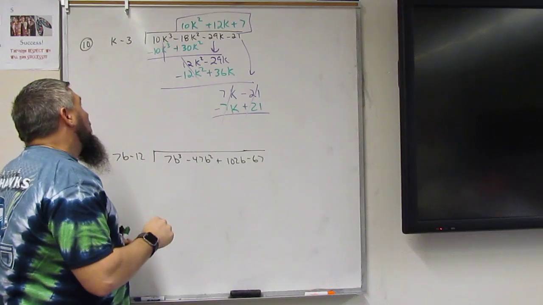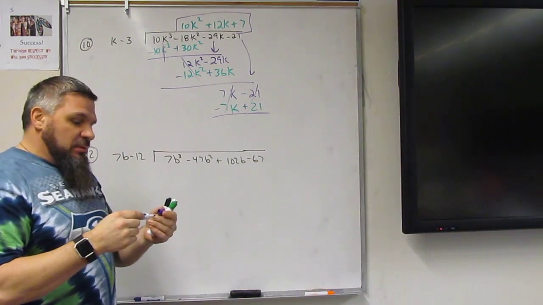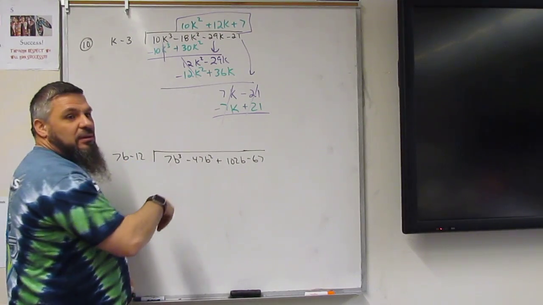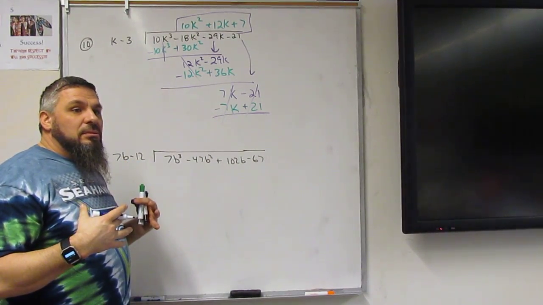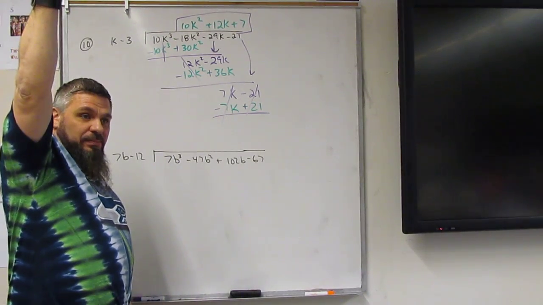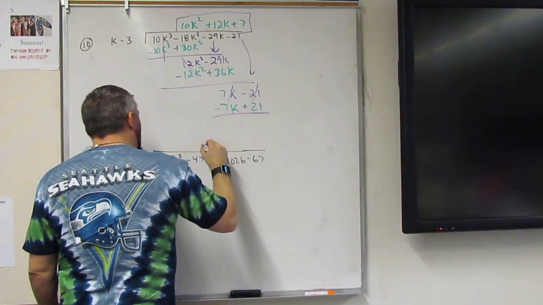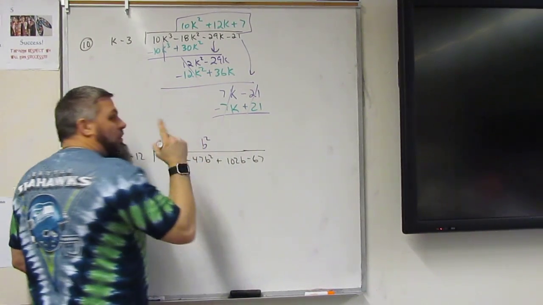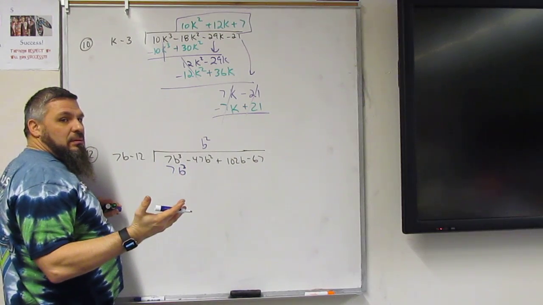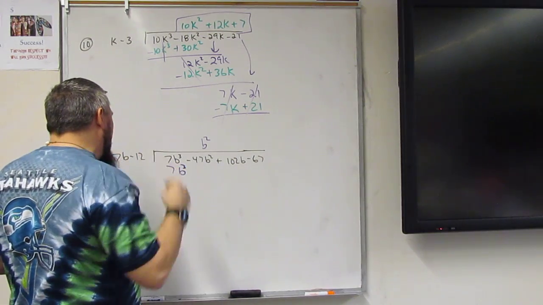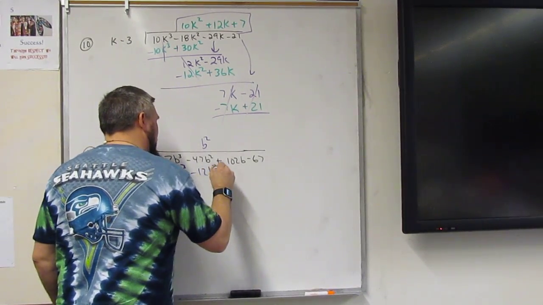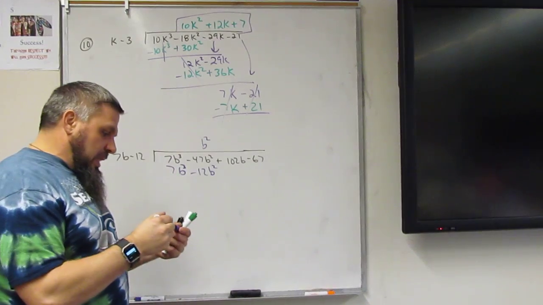Okay? Now, how many times does 7 go into 7? 1. Yeah. So, and how many b's are in b cubed? 3. Yep, so I have to multiply it by b squared, right? So b squared will give me 7b cubed. Is that right? Okay? And then b squared times negative 12 is negative 12b squared, right? Okay, and then I what?